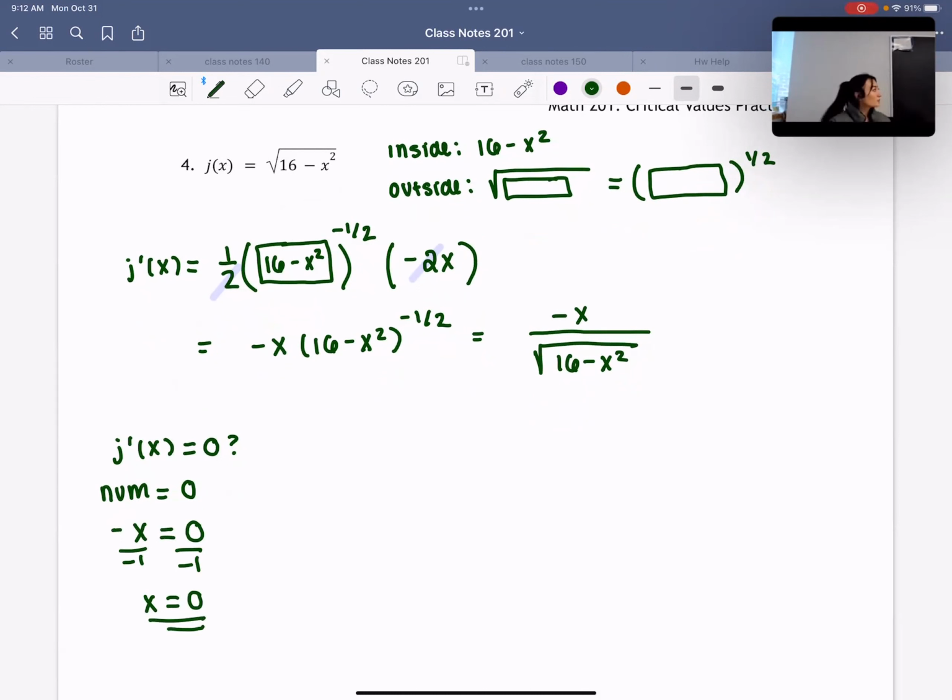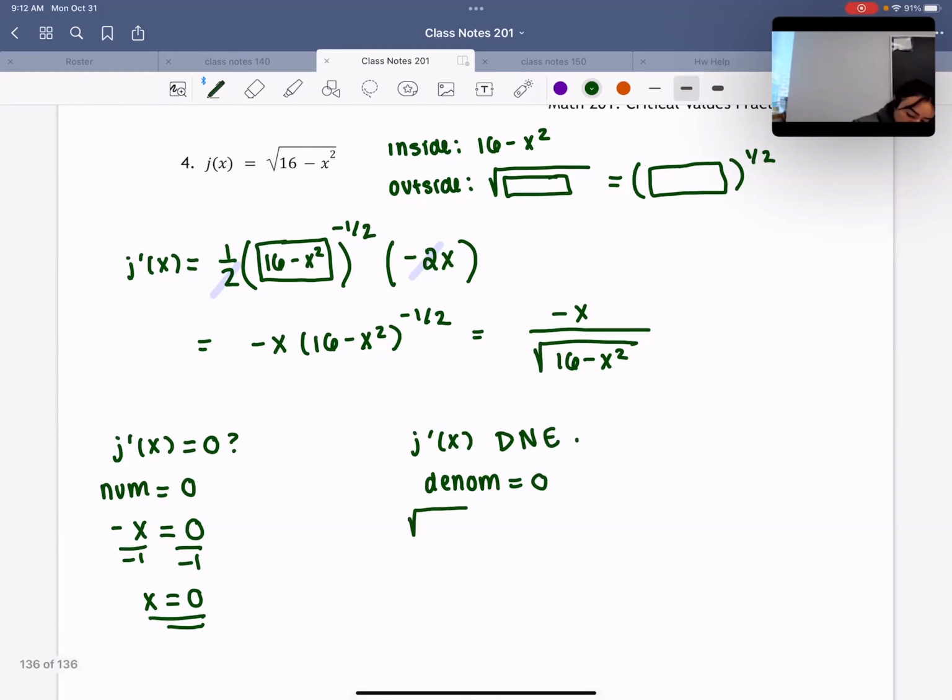We also have to figure out where the derivative doesn't exist. So we need to find out where f prime of x does not exist. Looks like we have both a square root and a denominator going on. Why don't we deal with the denominator first, and then we'll talk about the square root. I know that this doesn't exist where the denominator equals 0. The square root of 16 minus x squared is my denominator. If I want to solve this for x, what should my first step be?